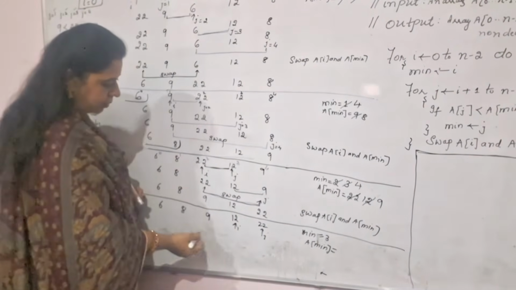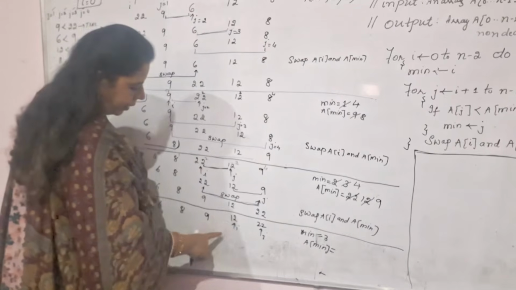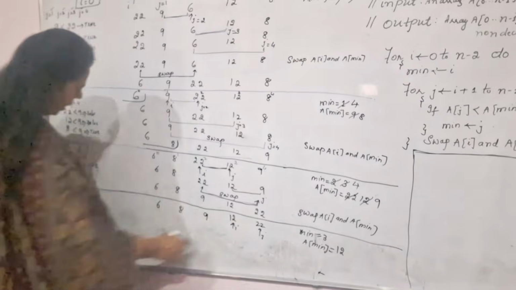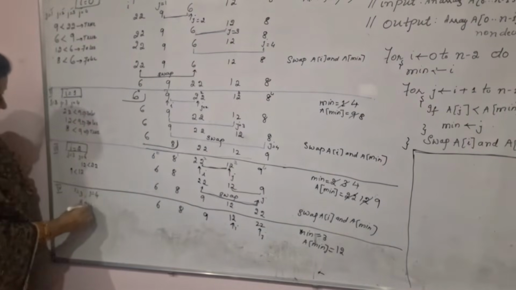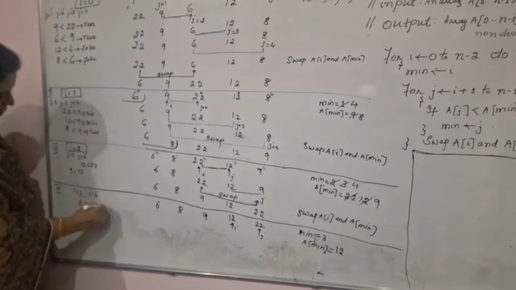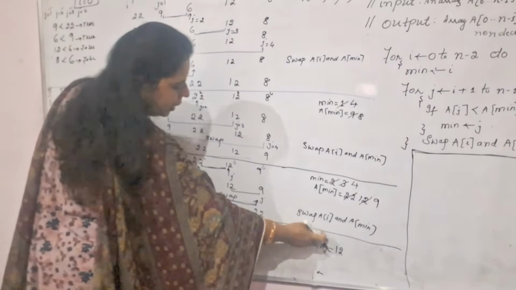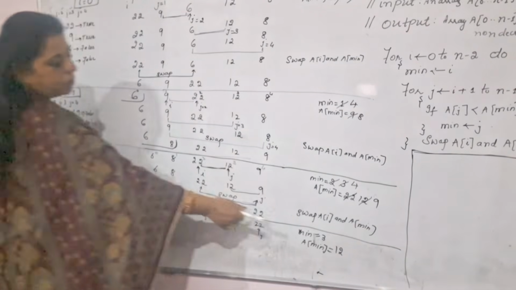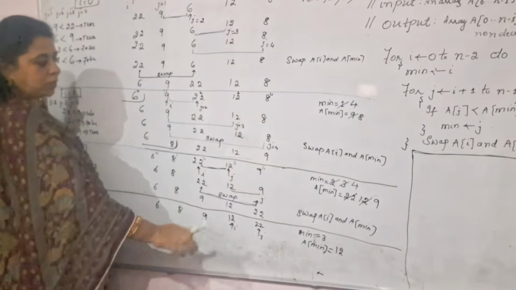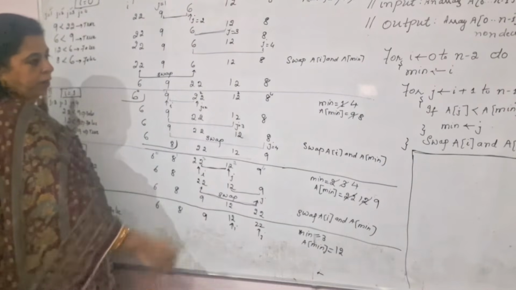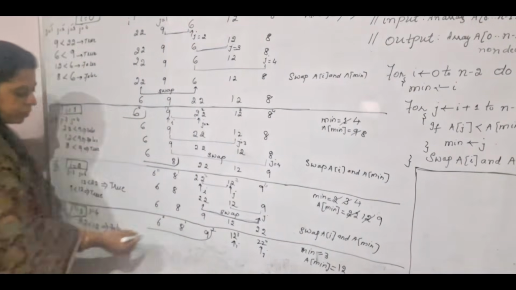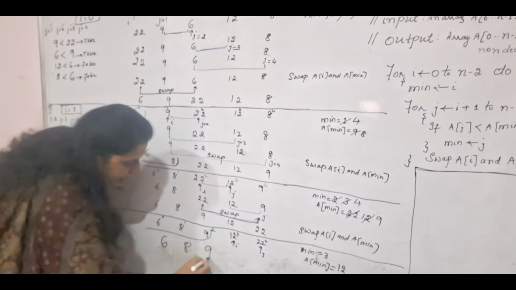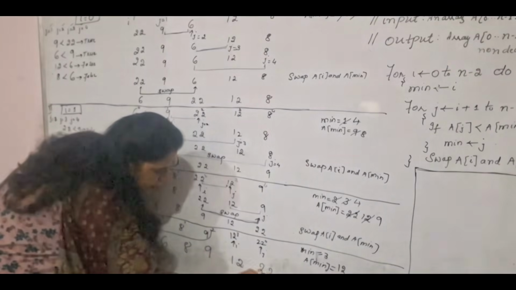Minimum is 3 and A of minimum is 12. Fine. Now you are taking A of j. A of j is 22. Whether 22 is less than 12? No, it is not true. So it is false. If it is false, there is no need to update the value for the minimum. The inner for loop will end here. If it is true, you update the value for minimum. If it is false, you will not update it. It will come out of that loop, and whatever numbers we get at the end of the fourth pass is the sorted array: 6, 8, 9, 12, 22.